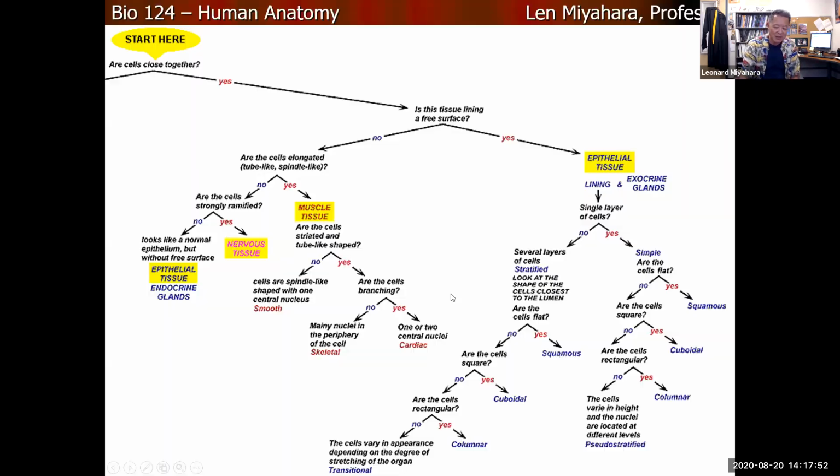Everybody get how this works? You don't have to use the dichotomous key. You just have to mentally understand you've got to be systematic with your critical thinking. Then this thing becomes a real easy exercise.